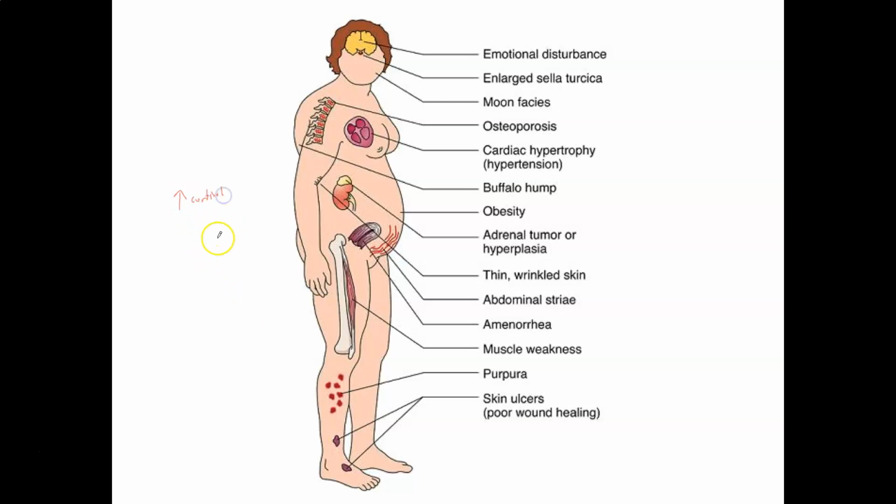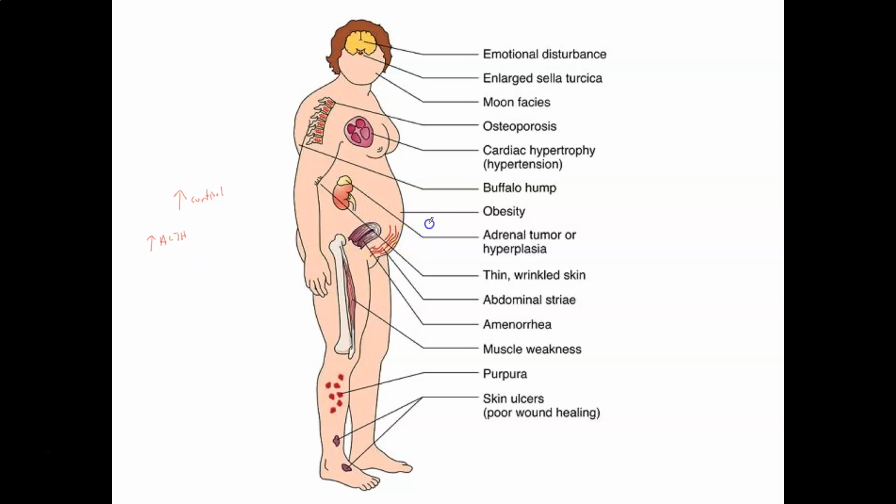That can be due to pituitary issues, so increased ACTH. But this could also be due to something happening directly at the level of the adrenal cortex, causing you to increase the amount of cortisol production. So it could be because of increased ACTH, or it could be directly caused by the adrenal cortex itself. Some of the symptoms you see are things like the moon face, the abdominal fat.